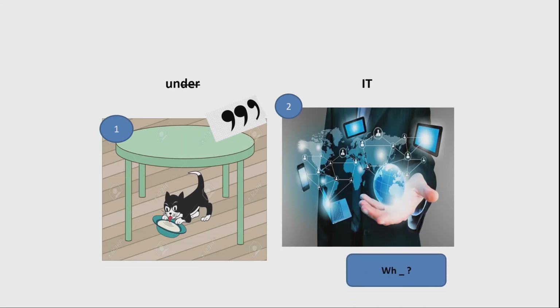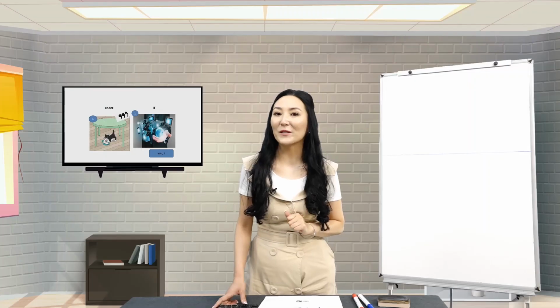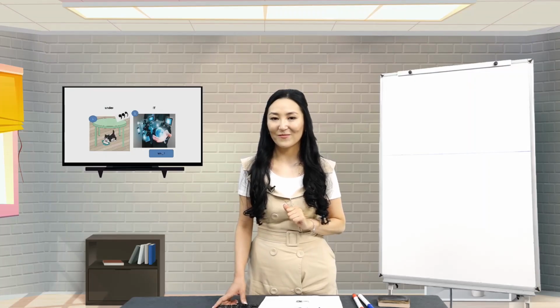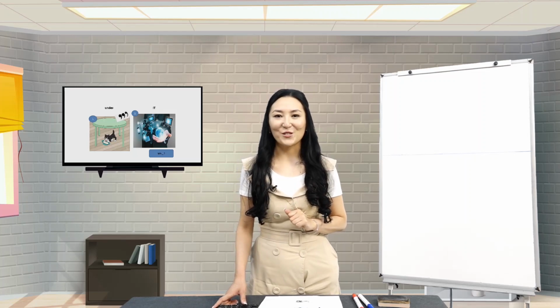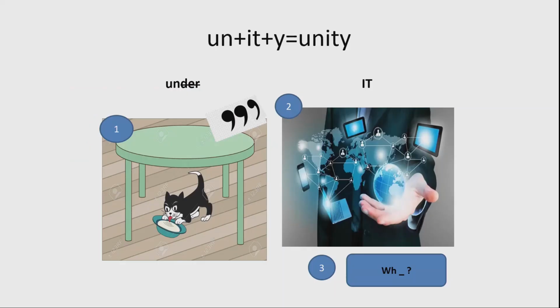And what about these letters? It looks like something is missing. We usually ask this question to know the reason. Which word is it? Correct, Y. And the missing letter is Y. So, what do we have now? Unity.